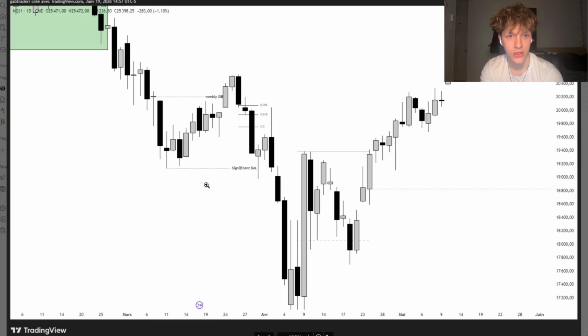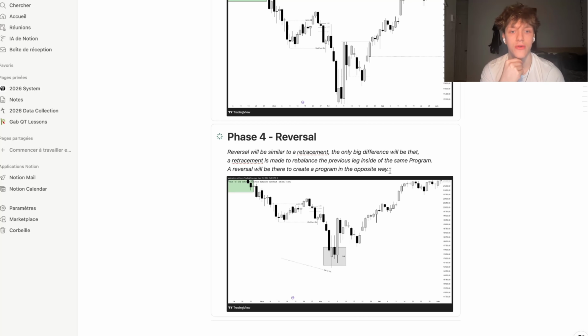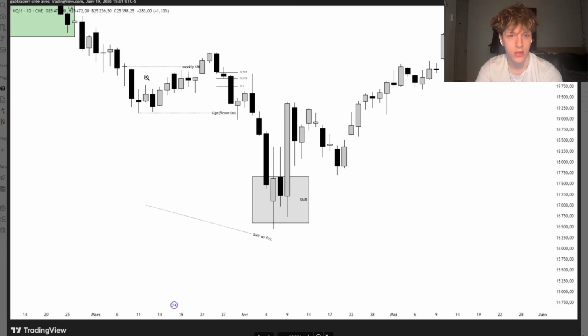We took out the significant drawn liquidity, being probably the previous week low or almost the previous month low, because that's a daily chart, and we retrace to the OTE of this range and dump. That's it. Finally, the last phase is the reversal. A reversal is super similar to a retracement. The only big difference is that a retracement is made to rebalance the previous leg inside of the same program, and a reversal will be there to create a program in the opposite way. Pretty simple, like you see.